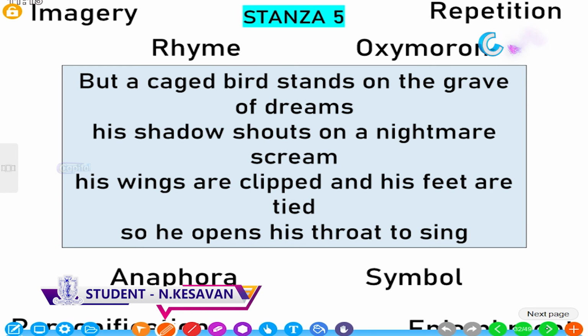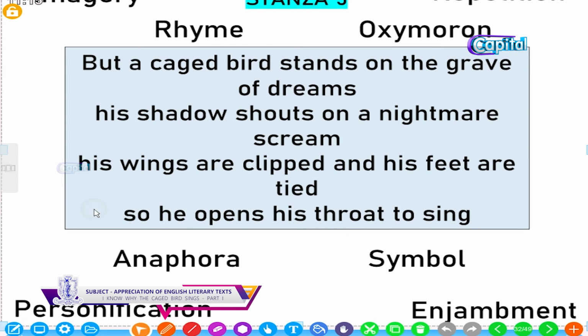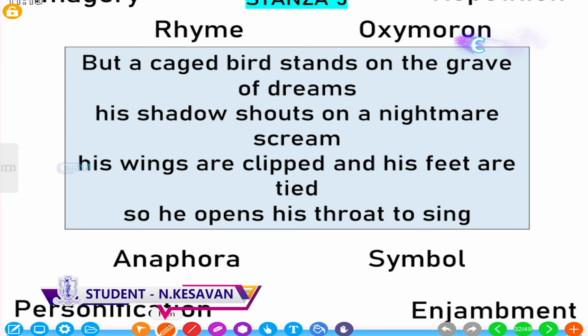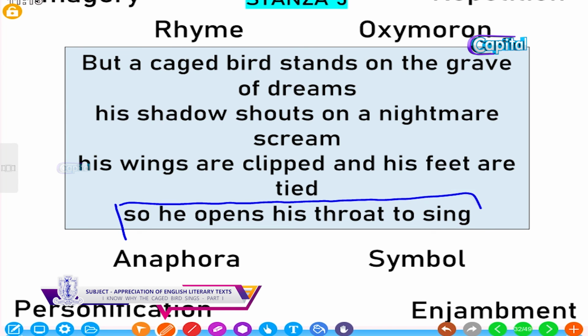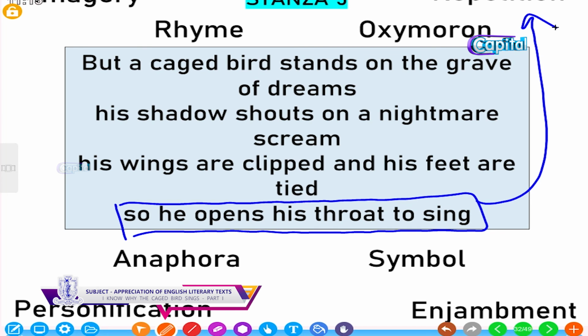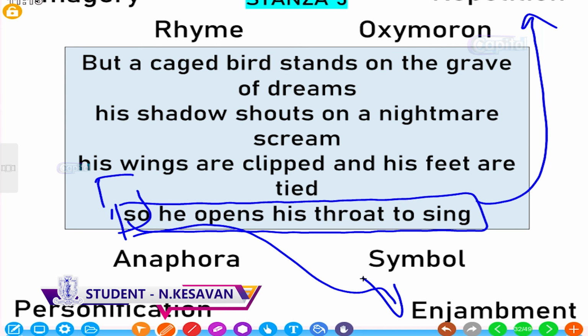Stanza 5. Imagery, rhyme, oxymoron, and anaphora, symbol, personification, enjambment. So repetition is the word. So he opens his throat to sing. We can find the repetition here, and also the enjambment, because the run-on lines. His shadow shouts on a nightmare scream. His wings are clipped and his feet are tied. So he opens his throat to sing. So this can be considered as one of the enjambment types.